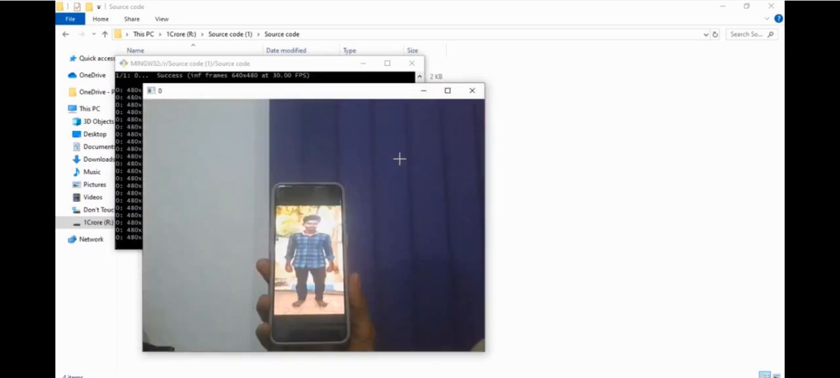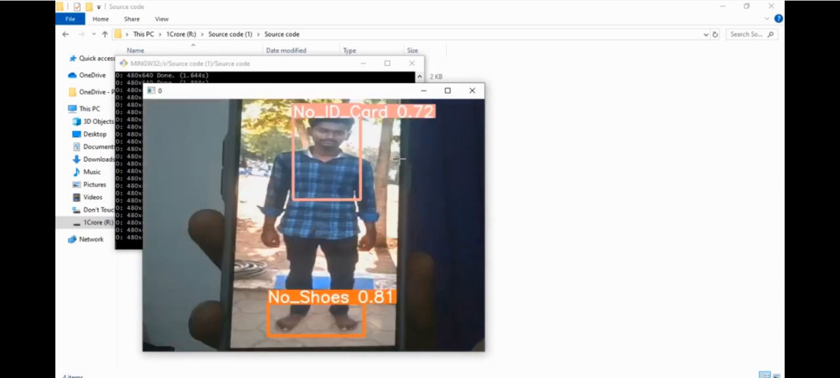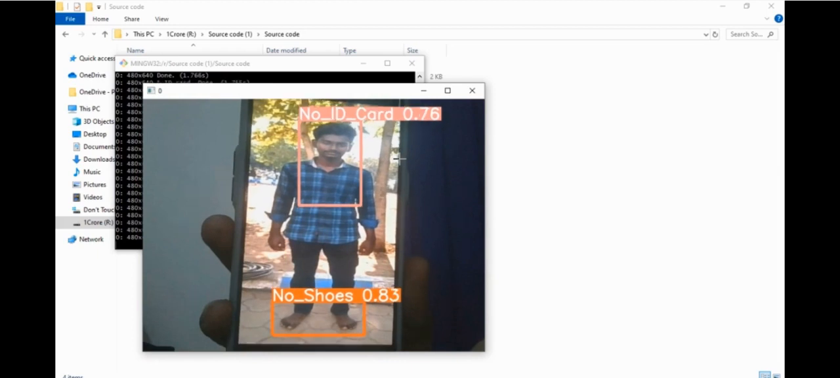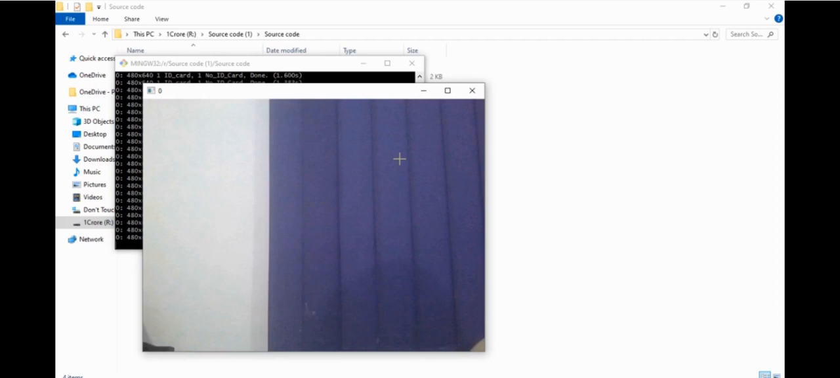Now I am showing one picture. In that picture, the person does not wear shoes or an ID card, so it detects no ID card and no shoes. In the boundary box it also shows the accuracy.